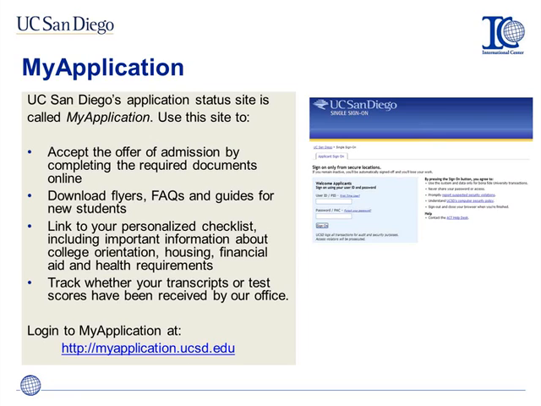There will also be a link to your personalized checklist, which will include important information about your college orientation, housing, financial aid and health requirements, such as your TB screening and hepatitis B clearance requirements. This is also where you'll be able to track whether your transcripts or test scores have been received by our office, and you'll be able to see a list of all official documents and scores that were received.